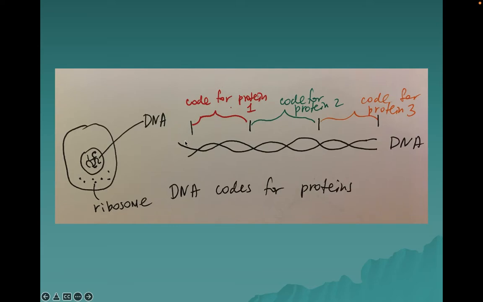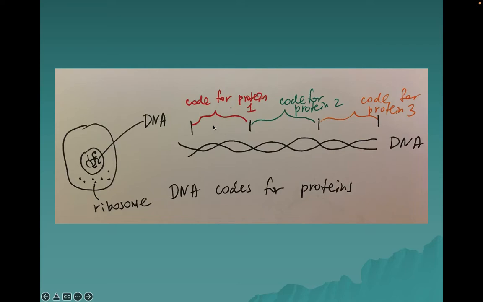So within DNA, as I said, if I stretch out one particular molecule, then you have sections which code for those different proteins. So let's say this first section codes for protein 1, then the next section codes for protein 2, and the section after codes for protein 3, and so on and so forth.